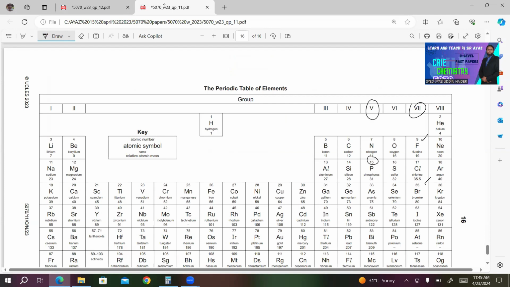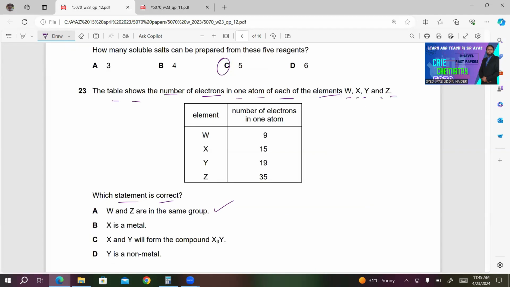It's in group 5. It's not a metal. It's a non-metal. This is incorrect. C, X and Y will form the compound X3Y. So for this, we need to see the valency of X and Y. X containing 15 electrons, Y containing 19. X and Y.